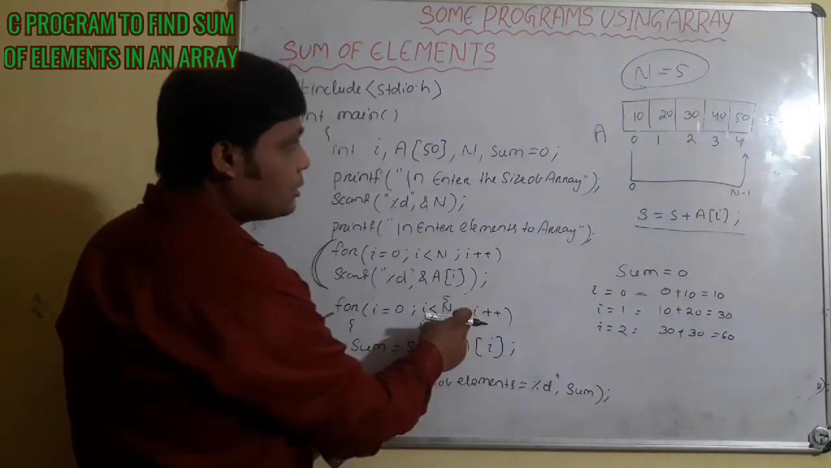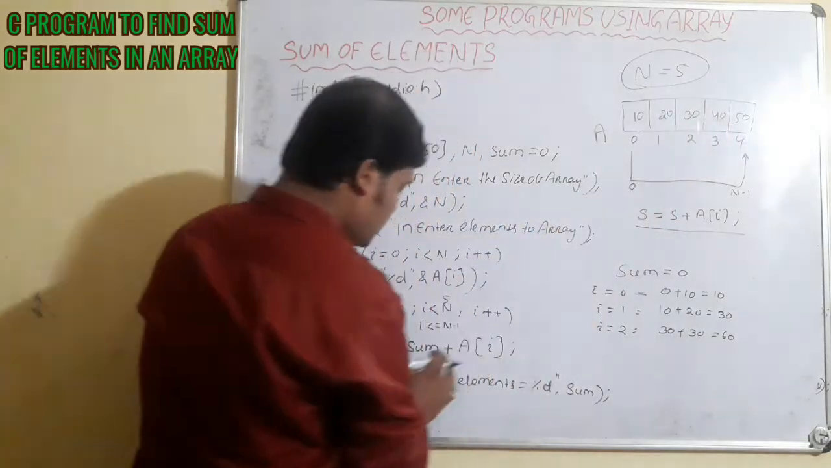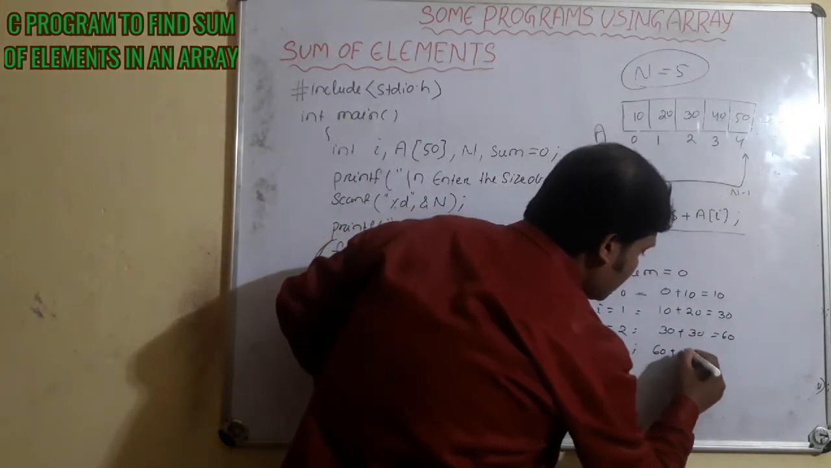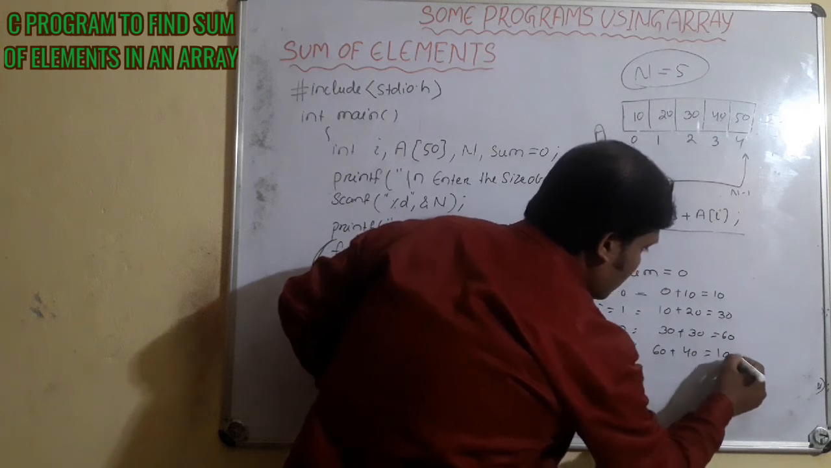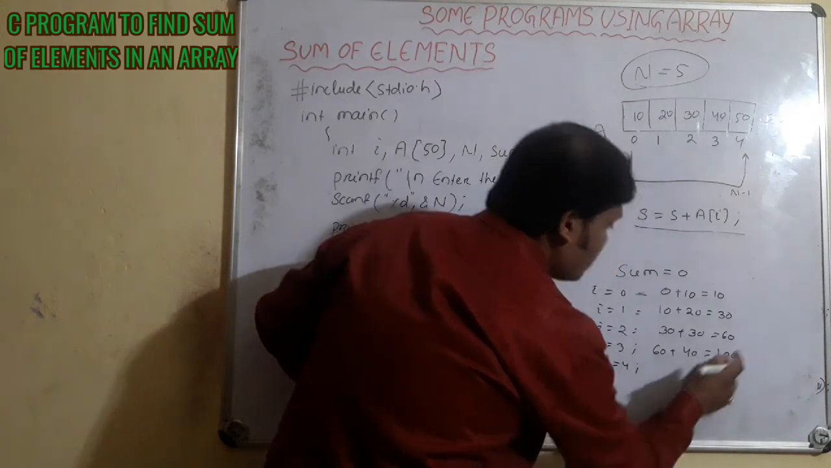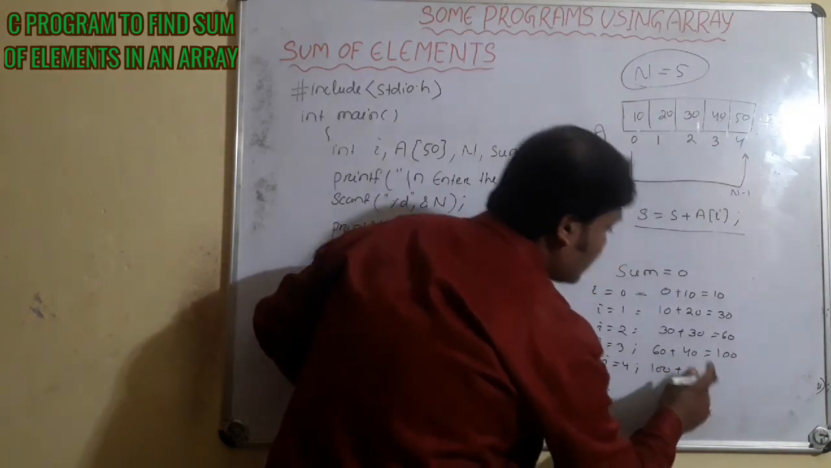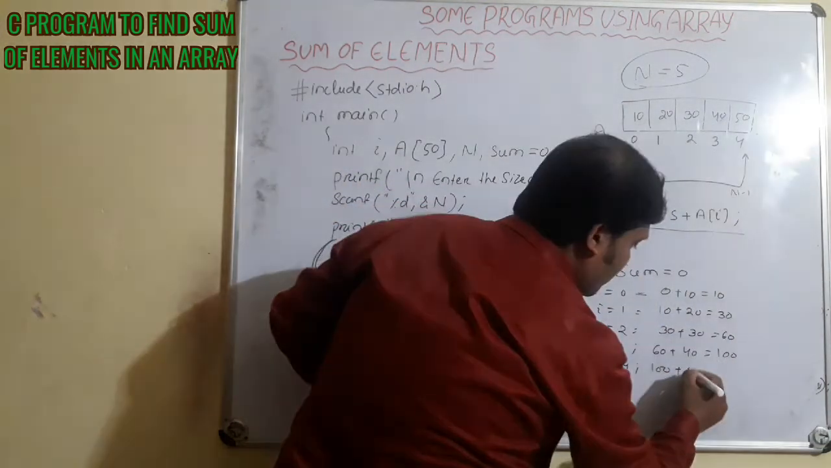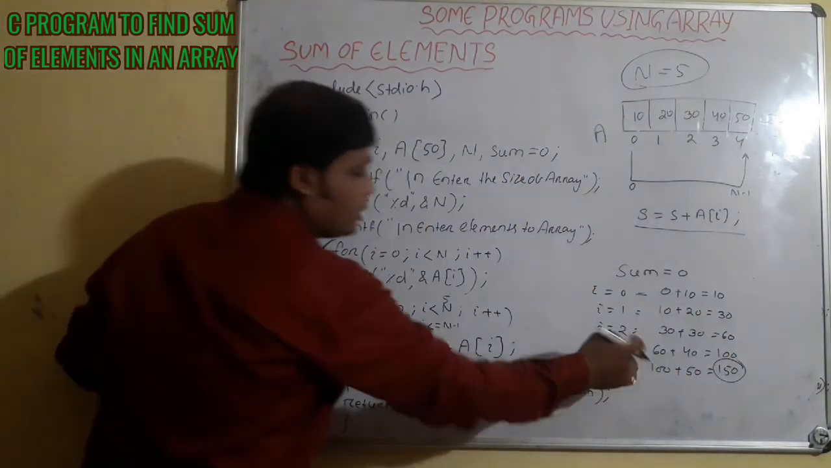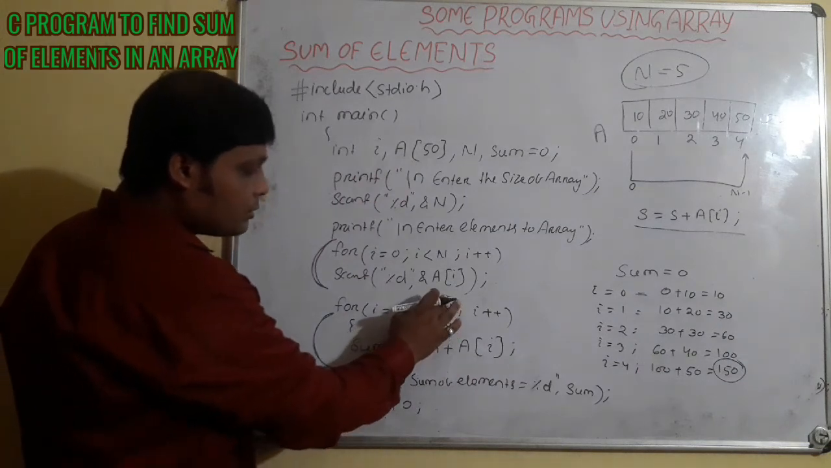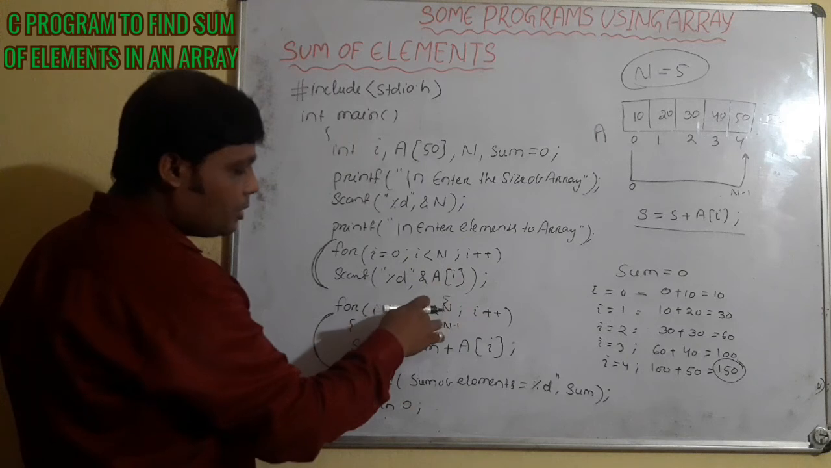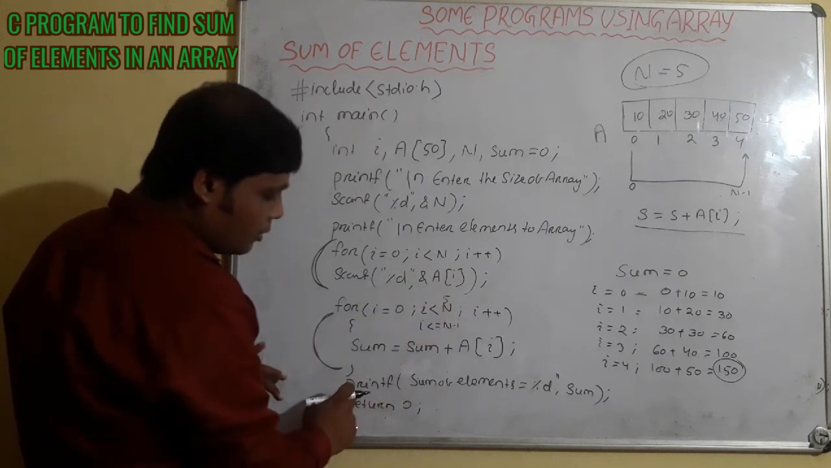When i value will be 3, sum value is previously 60 plus a of 3 is 40, this will be 100. Clear? When i value will be 4, previously sum value is 100, and a of 4 is 50. Total will be 150. Clear? It will be stored in sum. Now when i value is 5, i less than 5 condition is false, so it will go out of the loop.